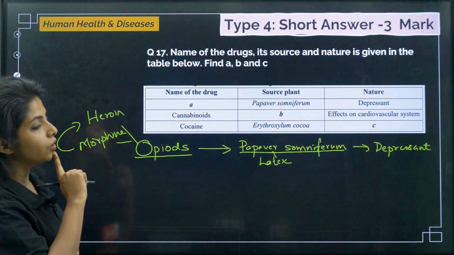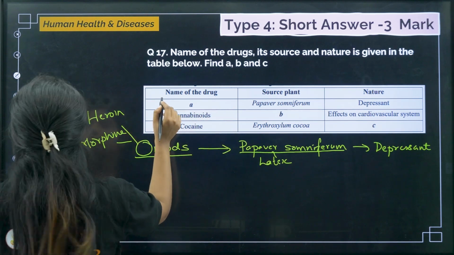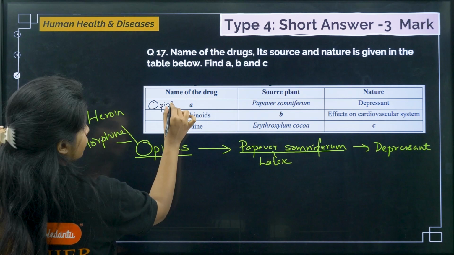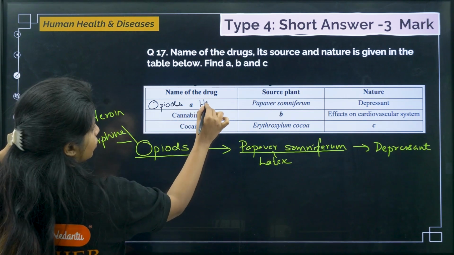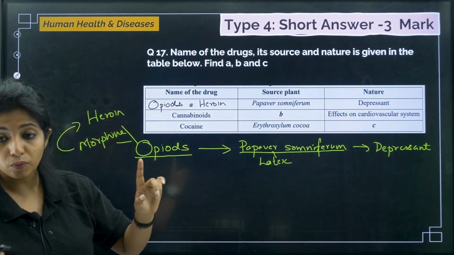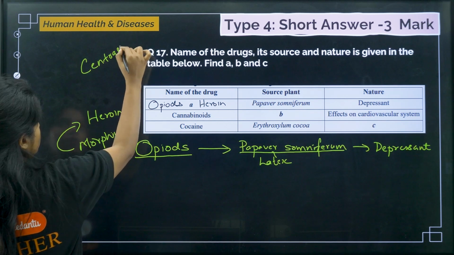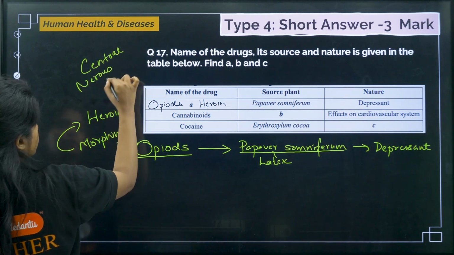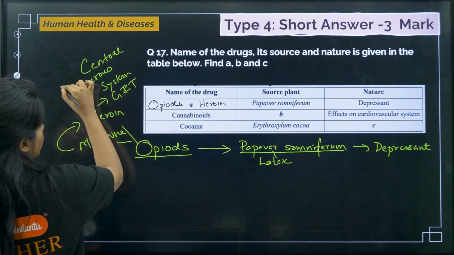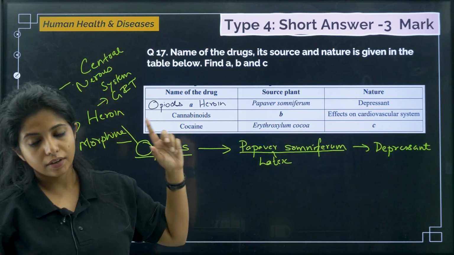Now I wanted to tell you one more thing which I forgot somehow. Here you will fill opioids. Name of the drug, opioids, or you can fill the name as heroin, whatever you want to do. Now the next category is cannabinoids. Oh, one more thing: opioids, what are they going to affect? Your central nervous system, and also your gastrointestinal tract. Central nervous system is affected, that is why you are not able to feel the pain, right? And the gastrointestinal tract is also affected.